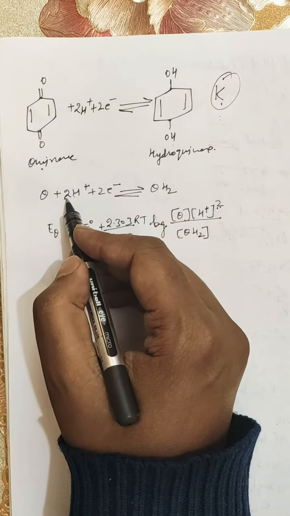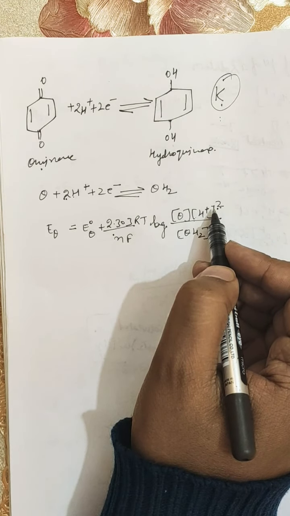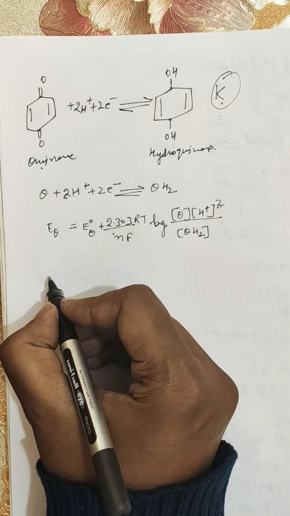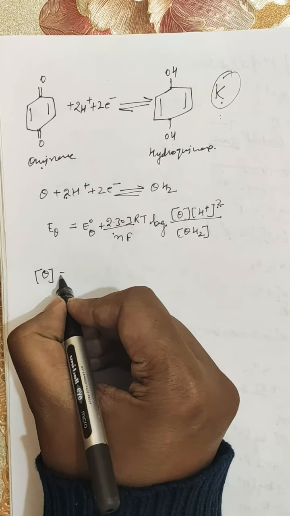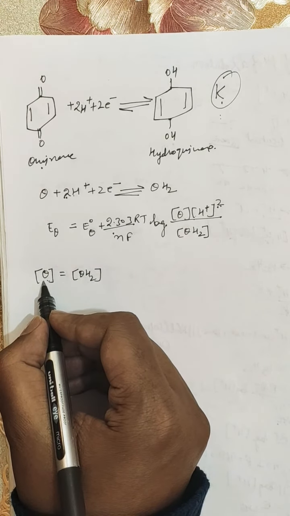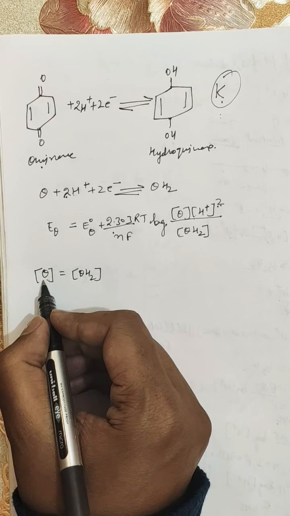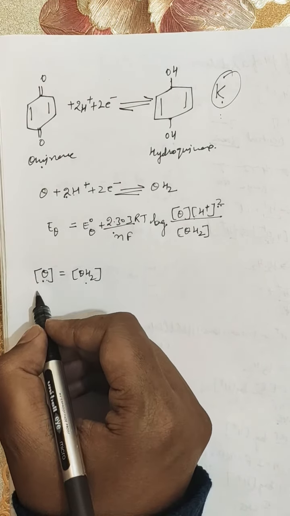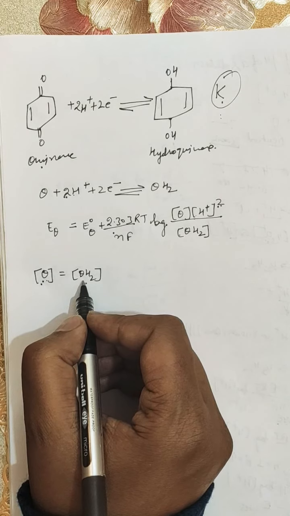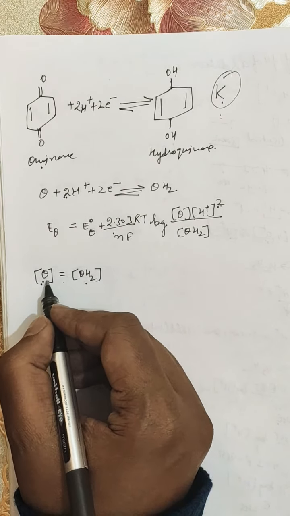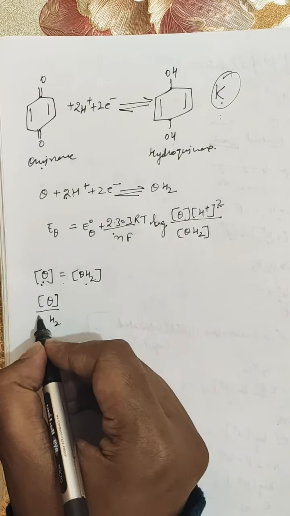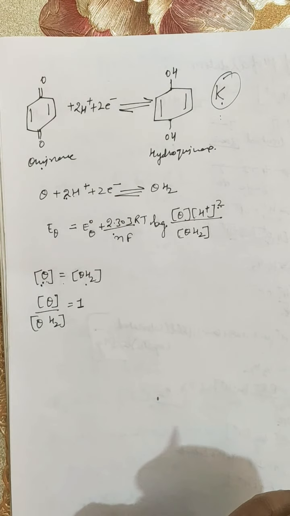So here we raise this stoichiometric coefficient to its power. Further, quinhydrone contains an equimolar quantity of Q and QH2. As I told you earlier, equimolar means the amounts of Q and QH2 will be equal. If 1 mole of quinone is present, then 1 mole of hydroquinone is also present, and if there are 2 moles of quinone, then obviously 2 moles of hydroquinone will be there. So basically it becomes equal, and the ratio between Q and QH2 will be equal to 1.